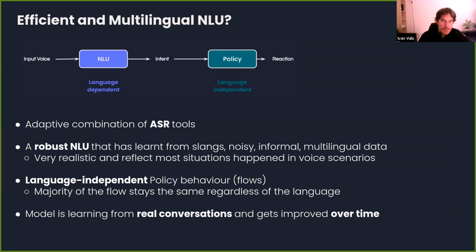So how to do efficient and multilingual NLU? It's more like a conclusion. The first thing is to understand what is language independent. Most of multilinguality kicks in at the NLU module, and we also need pretty strong ASR tools in order to achieve this. And the use of a pre-trained model also helps us to be very robust when it comes to different slangs, noisy, informal data, which also reflects these conversations of people in the wild. And by separating language-dependent and language-independent parts, we can keep the majority of the flow even when we deal with other languages. And I mentioned at the beginning, we can insert more in-task data over time. The model gets improved with real conversations. So this is also one important aspect.